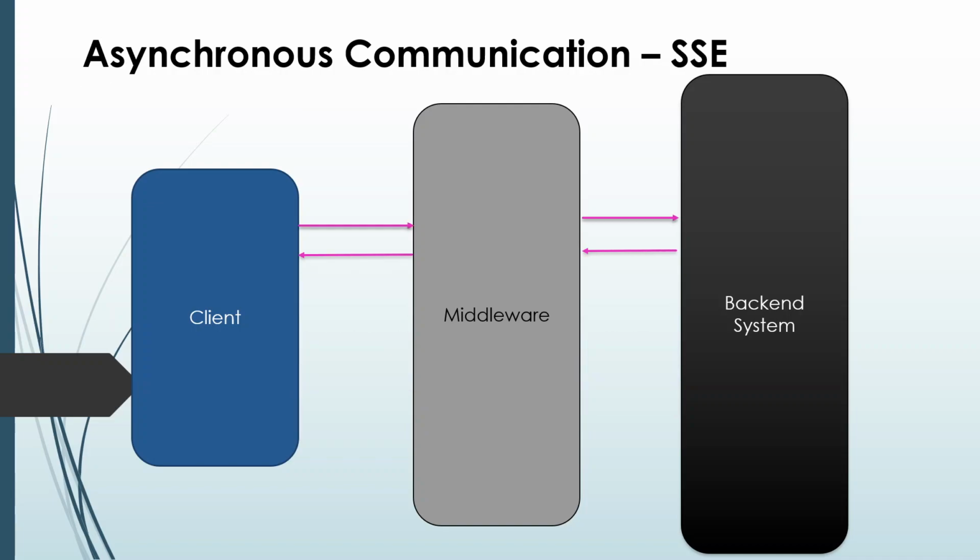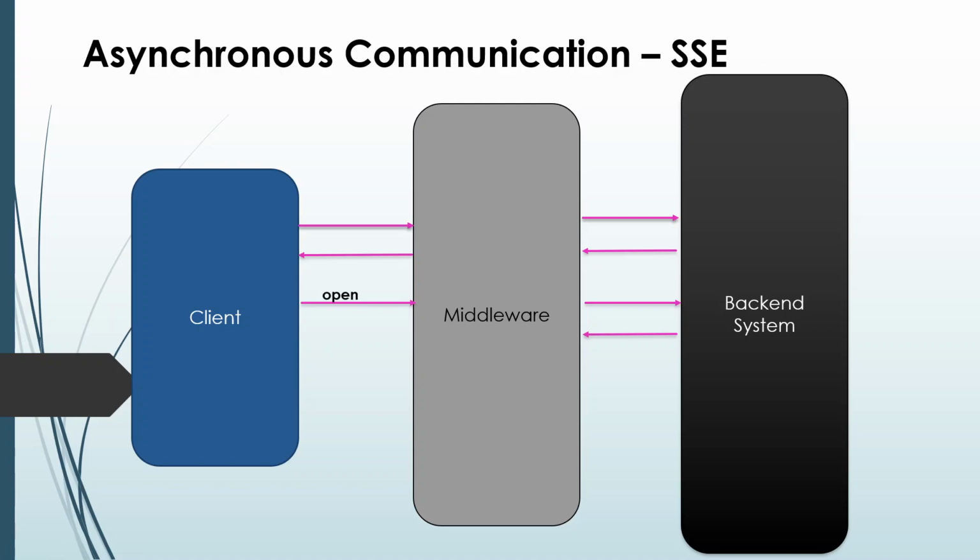Okay, but there is another approach: asynchronous communication with SSE. SSE means server-sent events. In this approach also, the client sends the job submission request to the middleware, and the middleware just sends an acknowledgement that your job has been submitted. After that, the middleware is going to open a connection to the backend system. Similarly, the client is also going to open a connection to the middleware. Then, whenever there is an update from the backend system, it will be pushed to the middleware. It's not that the middleware is polling the backend system for updates.